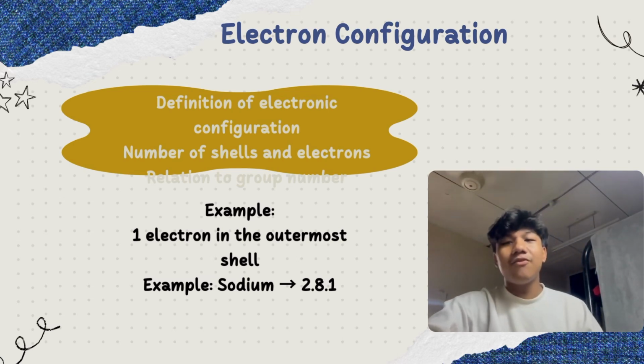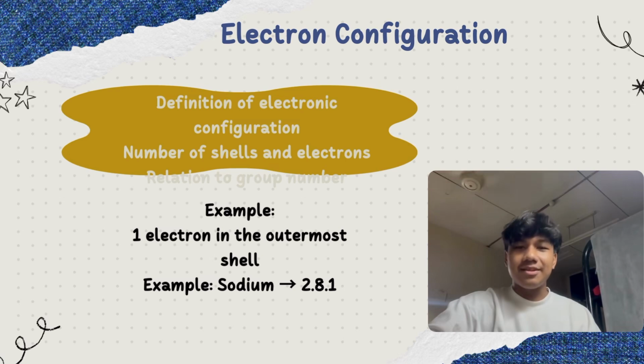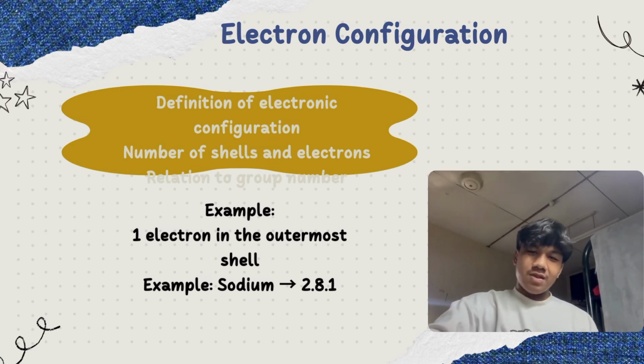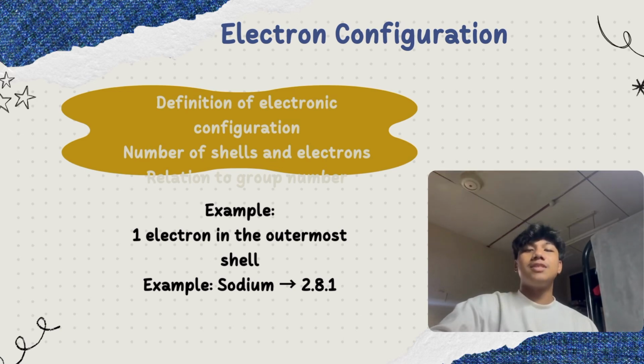Second, we can go to group 2, alkaline earth metals. This group has two valence electrons, for example, magnesium. Having two outer electrons makes them less reactive than group 1. Group 17, halogens. This group has 7 valence electrons, for example, chlorine. They are highly reactive because they need one more electron to complete their outer shell.